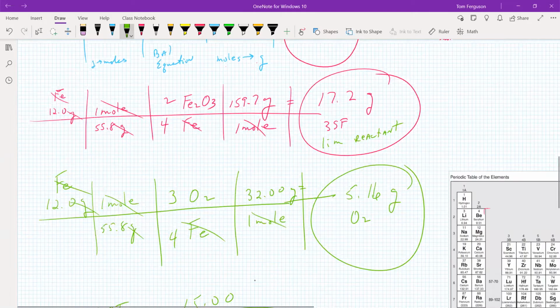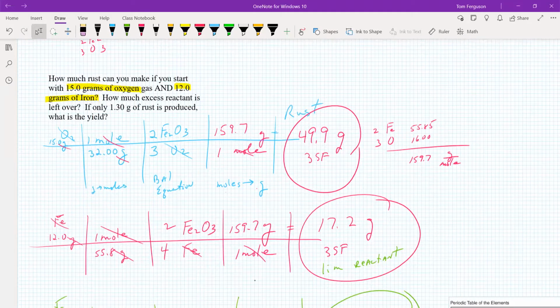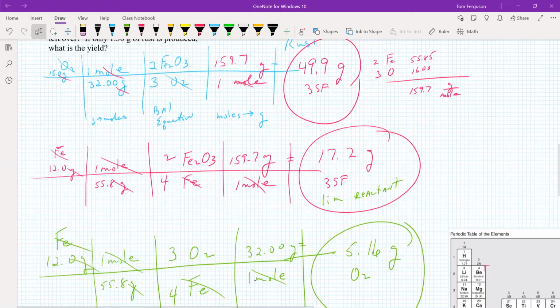And then if we only made 1.3 grams of rust, what is the yield? Well, the theoretical yield is 17.2 grams. That's with everything going perfectly. And of course, it never goes perfectly. You get all kinds of stuff going on. You know, your glassware could be dirty, or conditions could not be perfect and optimal, whatever reason.